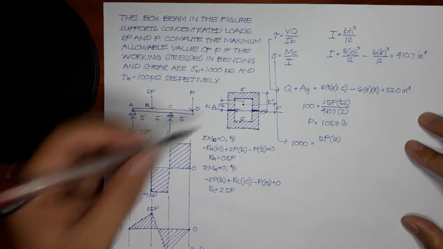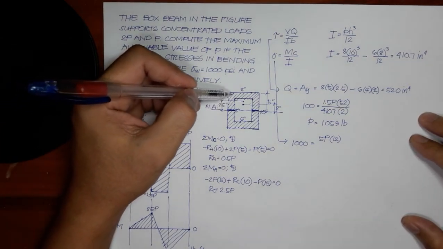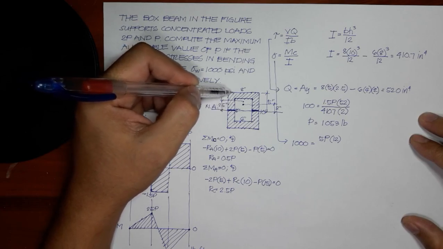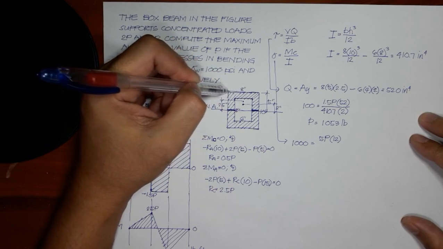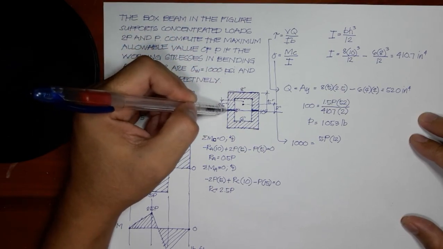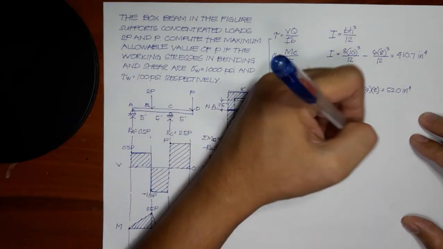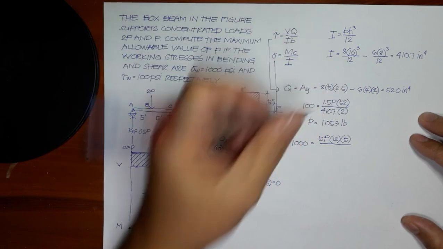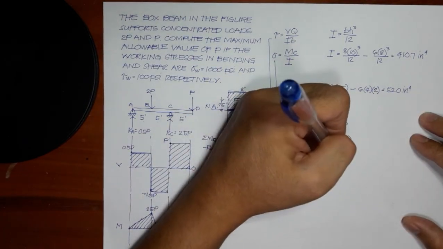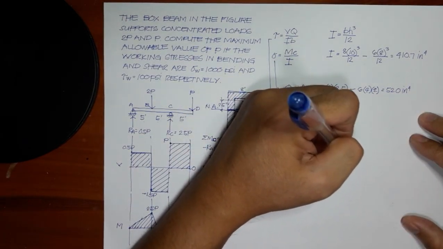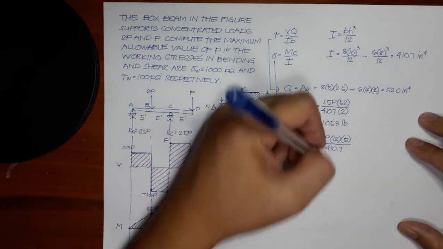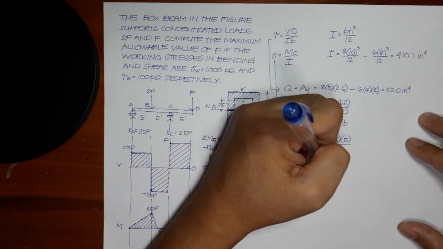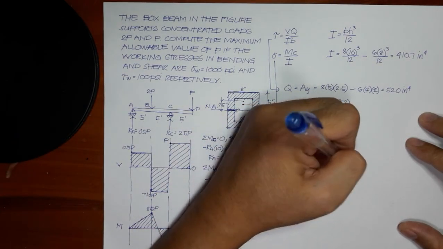And then C. C is the distance from the outermost fiber to the neutral axis. So the outermost fiber is here and the neutral axis is here. Therefore, the distance is 5 inches. Over I is 410.7. Therefore, P can be solved, and this is equal to 1369 pounds.